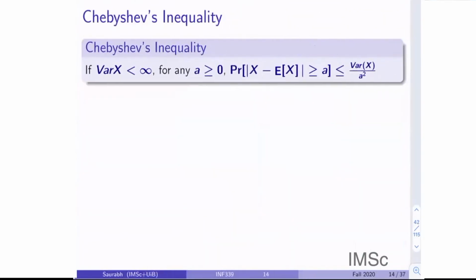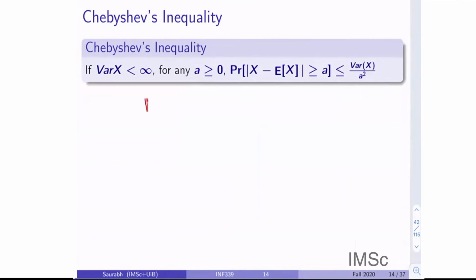Now, what did the Chebyshev inequality say? If the variance of x is less than infinity, then for any a, the probability that the modulus of x minus E[x] is greater than or equal to a is bounded by some quantity. Now let's try to parse this.